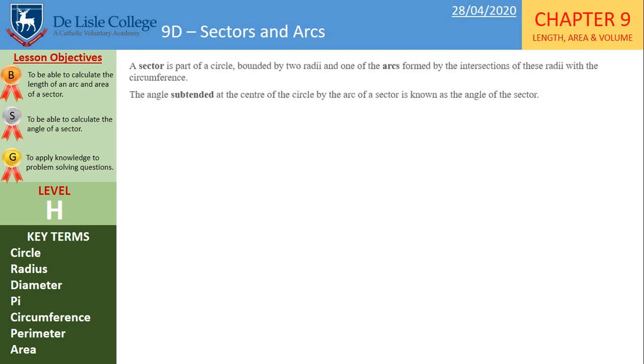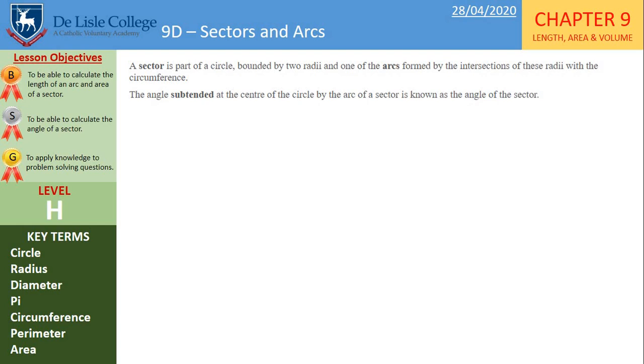So first of all, a sector is part of a circle. It's bound by two radii and one of the arcs formed by the intersection of these radii with the circumference. The angle is subtended at the centre of the circle by the arc of a sector, and that is known as the angle of the sector.